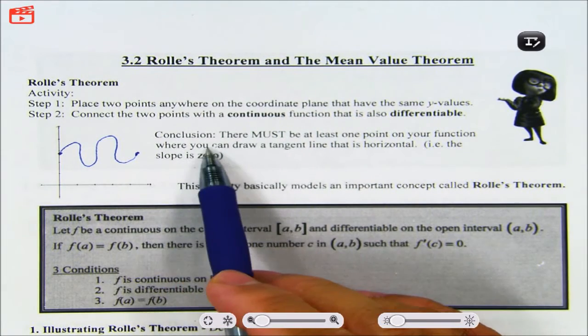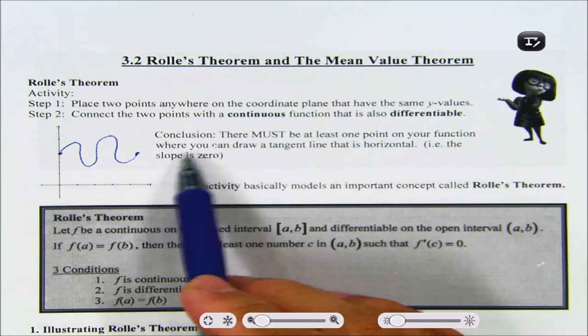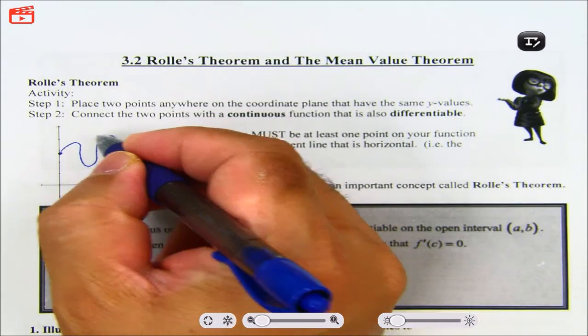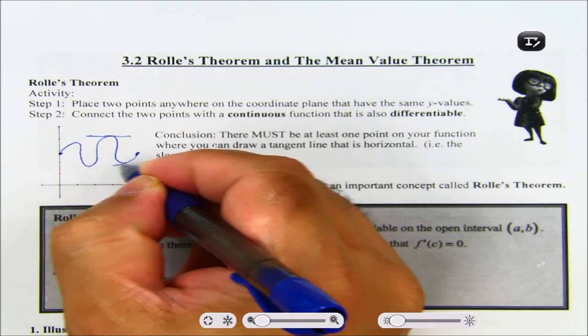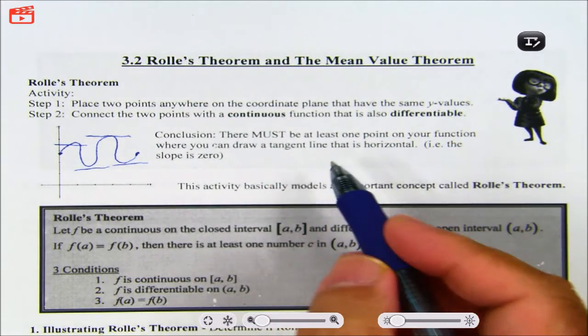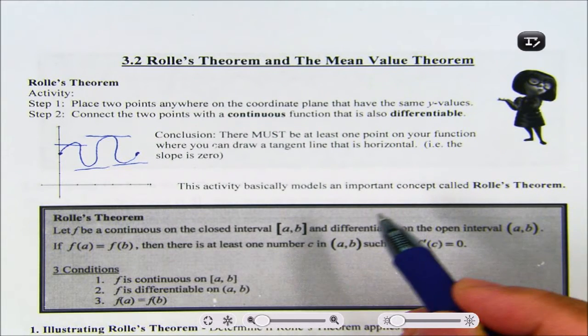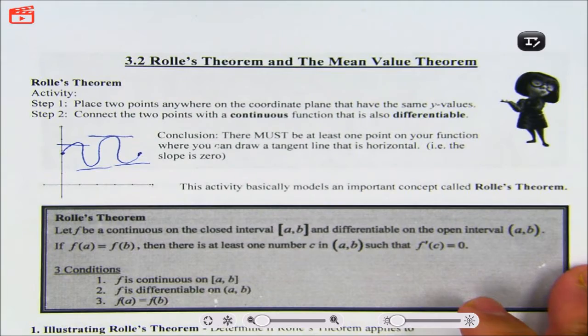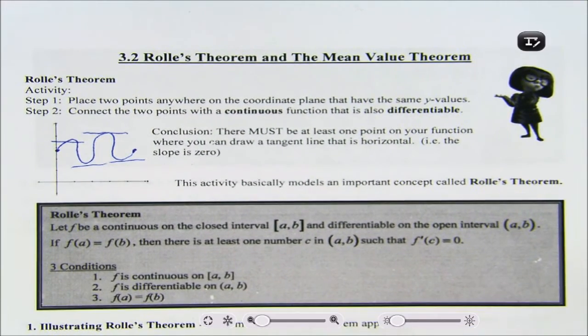Conclusion: there must be at least 1 point on your function where you can draw a tangent line that is horizontal. Here, there's 1 point there, there's 1 point there, there's 1 point there, there's 1 point there. So there must be, they're saying, at least one. That's Rolle's theorem. That's why it's so short. That's all Rolle's theorem says.